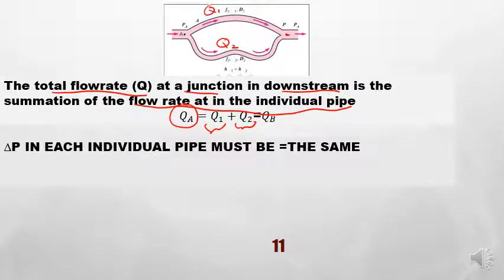And the pressure drop for each individual pipe must be the same, must be equal. So what happened is the delta P in part 1 here and the delta P here should be the same. Therefore P1 will be equal to P2, or PA will be equal to PB. So for example, here is B, so PA will be equal to PB.